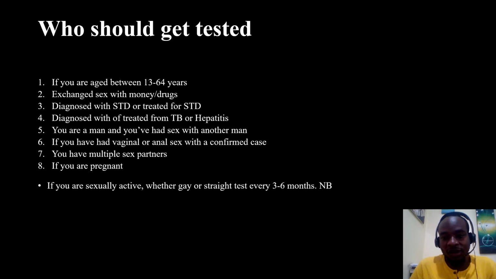If you are pregnant, you must be tested for HIV. Never forget that. Then, if you are sexually active, whether gay or straight, you need to get tested for HIV every 3 to 6 months.